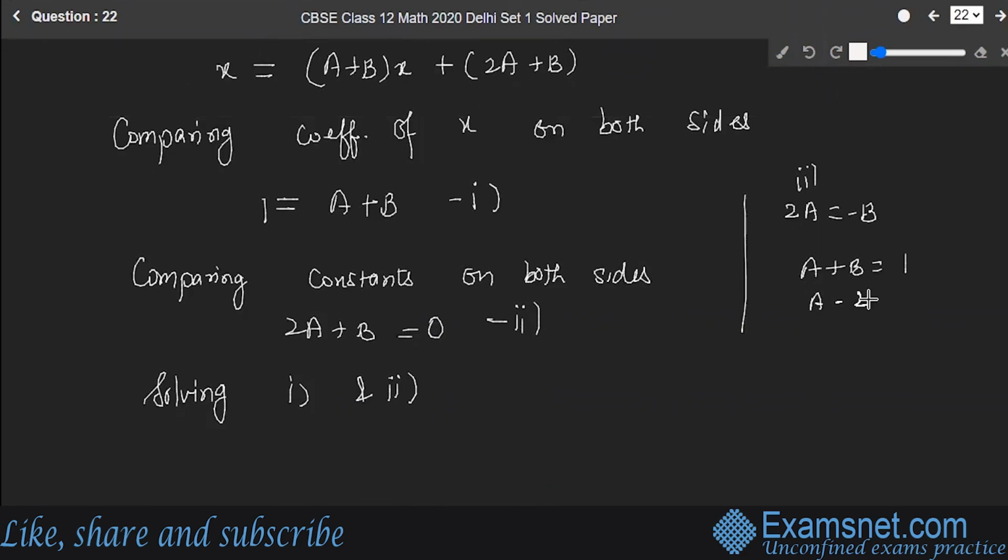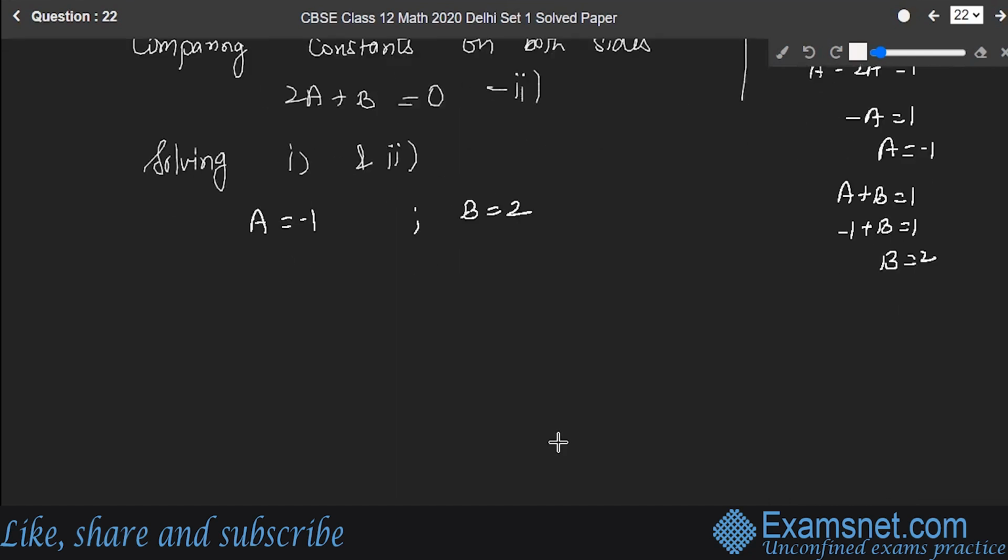A minus 2a is equal to 1. That gives you minus a is equal to 1, or a is equal to minus 1. So here you will get the value of a is equal to minus 1. If a is equal to minus 1, then b will be equal to 2.